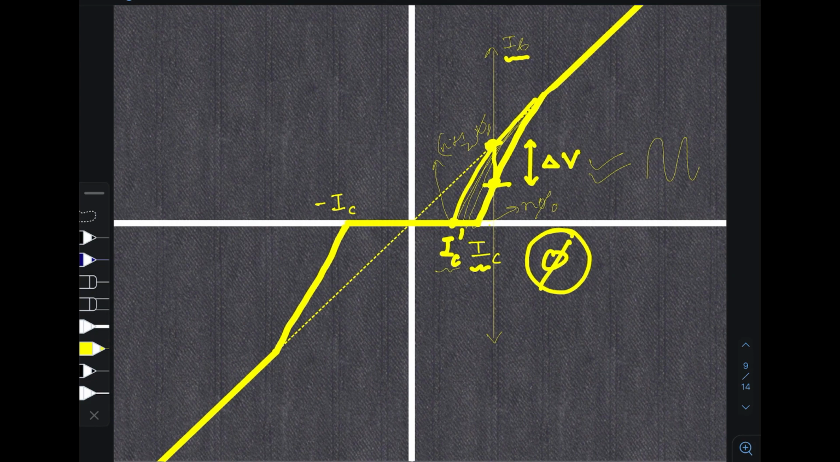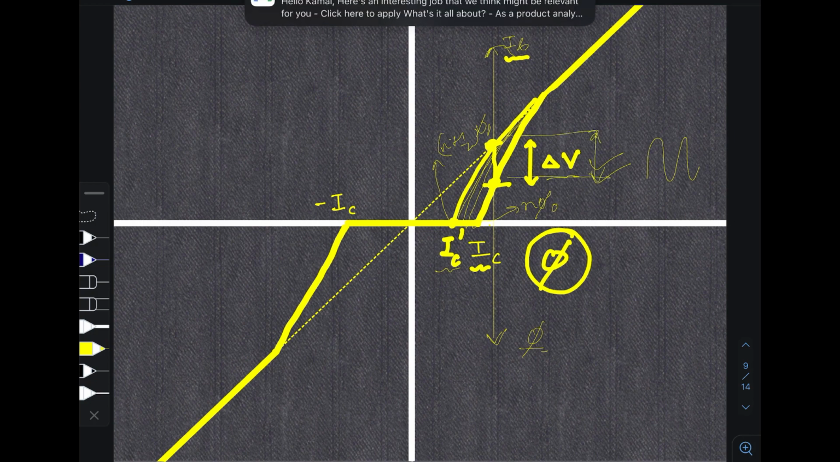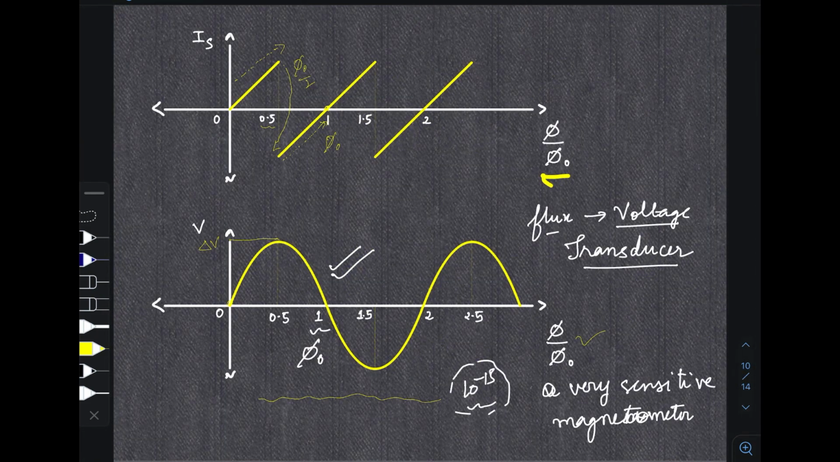So at a constant bias current, by changing the phi value at a constant IB, we can basically vary the voltage, and the voltage will vary between these two parts because the VI characteristics will be changing with the change in phi, and we get an equation between delta V and phi. So basically we create a flux to voltage transducer which is very sensitive because it can do measurements of the order of 10 power minus 15 Webers.